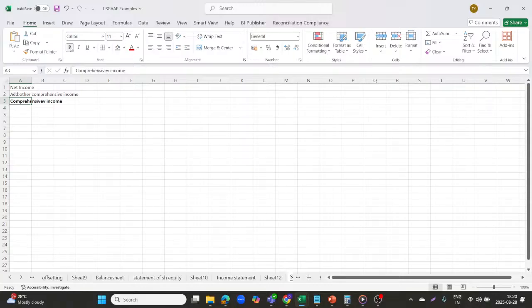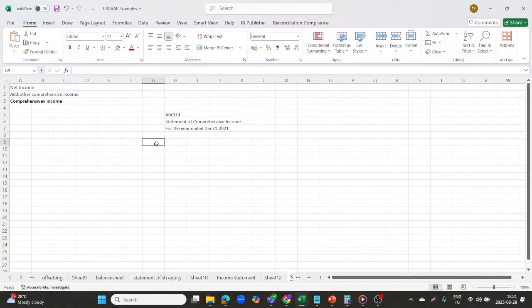Let's see an example of how to prepare the statement of comprehensive income. First you need to give the name of the company for which you are preparing this statement. Then you have to give the name of the statement you are preparing, so it will be the statement of comprehensive income. Then you have to say what the date is, so it will be for the year ended December 31st, maybe 2021. Okay, so it's for the period.